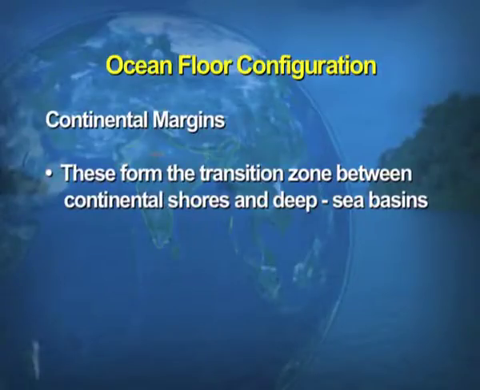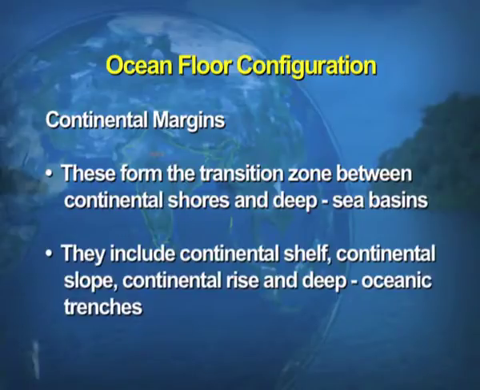When we talk about the ocean floor configuration, there are continental margins. These are the transitional zones between continental shores and the deep sea basins. They include the continental shelf, slope, continental rise and deep oceanic trenches, the abyssal plain, the mid-oceanic ridges, and of course other similar features and forms.